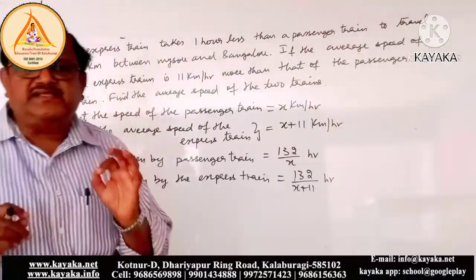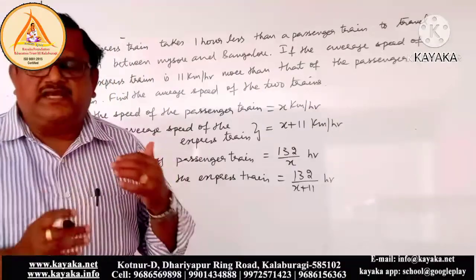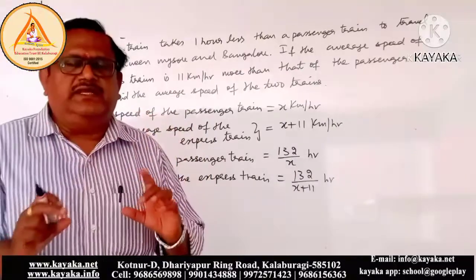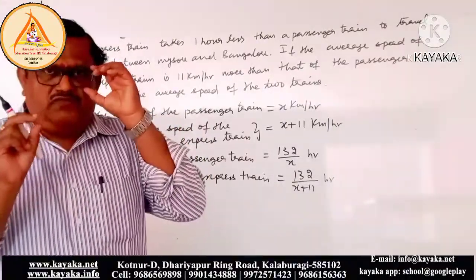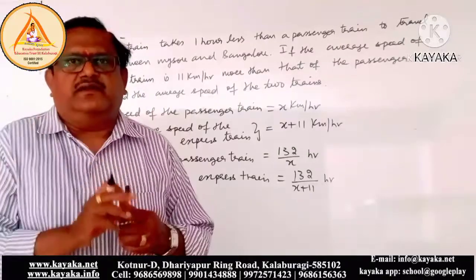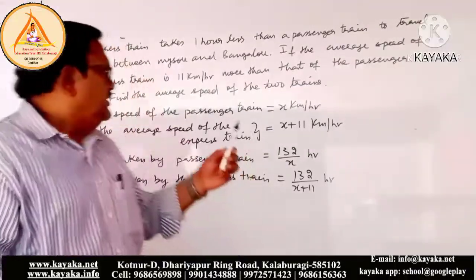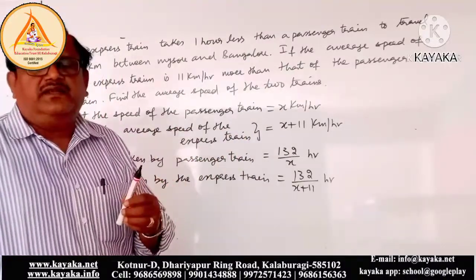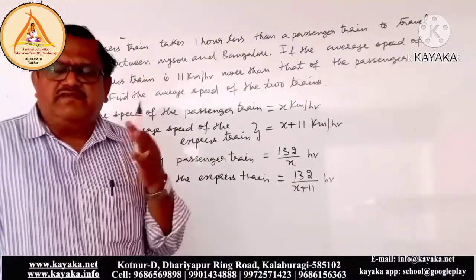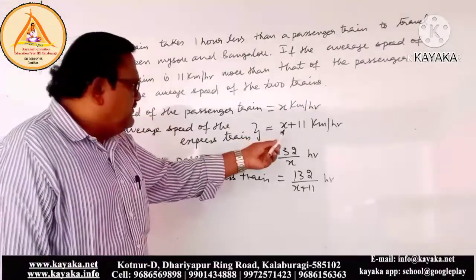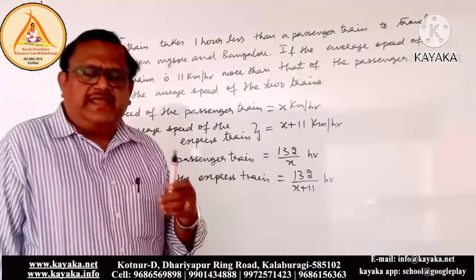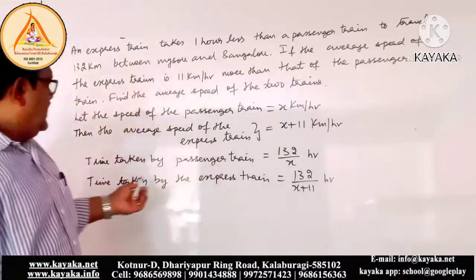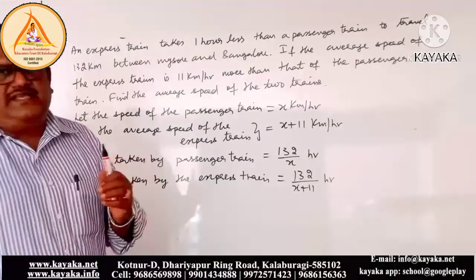Okay, dear children, these are the basic steps whenever you are in the board exam or any exam. Suppose you are seeing one problem, first you have to read the problem carefully, then you have to write what things are given and what you have to assume. Here we have assumed that the speed of the passenger train is x km per hour. Already they have given that the speed of the express train is 11 km more. Therefore, we have taken x plus 11. And next, we are finding the time taken by the passenger train, and again the time taken by the express train.